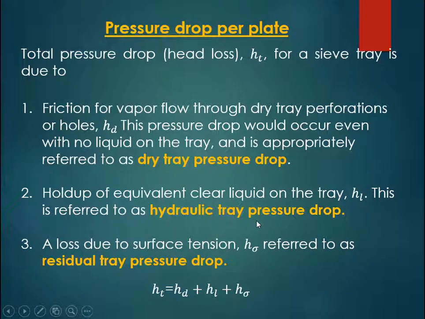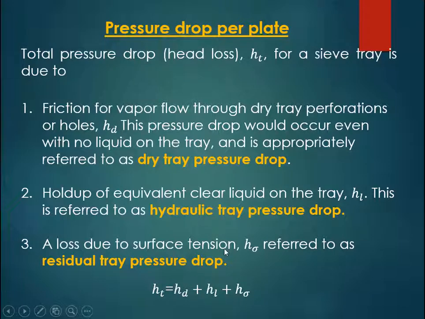Apart from this pressure drop, there is another pressure drop of vapor due to the surface tension of liquid, and that is referred to as the residual tray pressure drop. It is represented by H sigma, where sigma represents surface tension. So when vapor passes through a tray, it experiences three components of pressure drop, and the total tray pressure drop will be the sum of these three components.